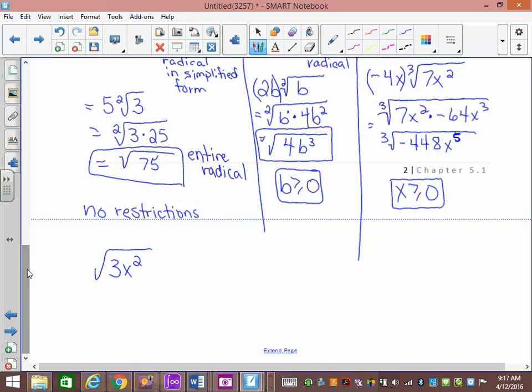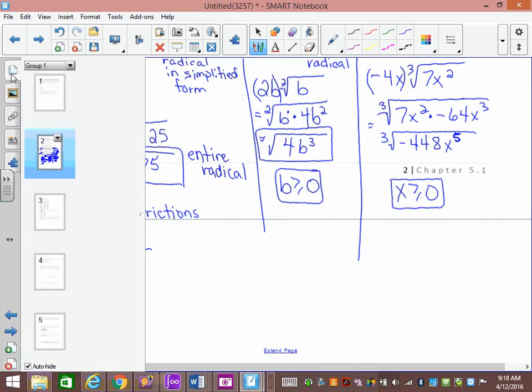Positive. If I take any number and square it, or to the 4, or to the 6, or to the 8, it'll become positive. So if this is a positive number, anything I fill into x will be positive. There's no restrictions on here. Nothing can make this be negative. So I have no restrictions for that one too.